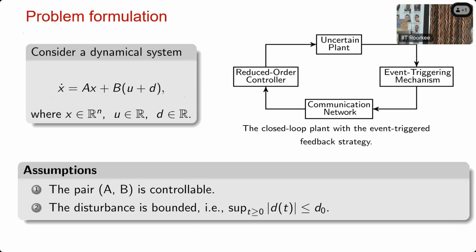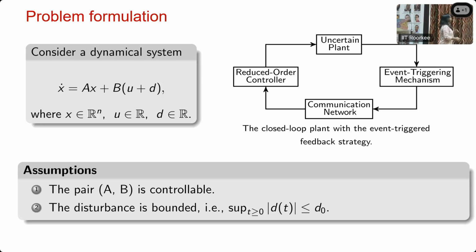And then according to that mechanism, the triggering instants are generated, and through that the states of the reduced order model are sent to the controller. The controller is also designed using reduced order states of the system, and that stabilizes the higher order system. Here (A, B) is controllable, and we are also assuming that this disturbance is bounded.